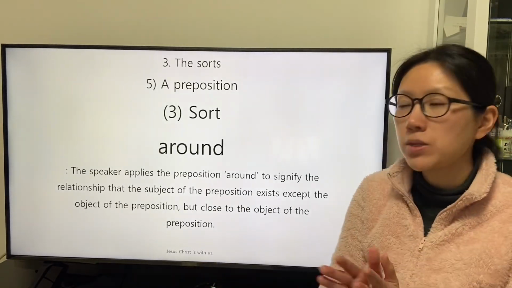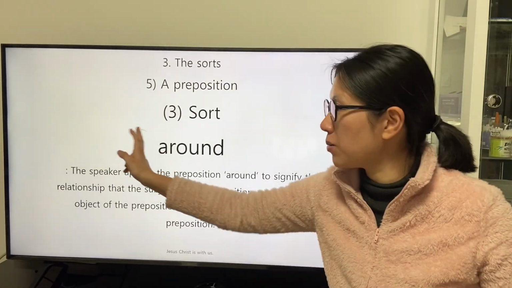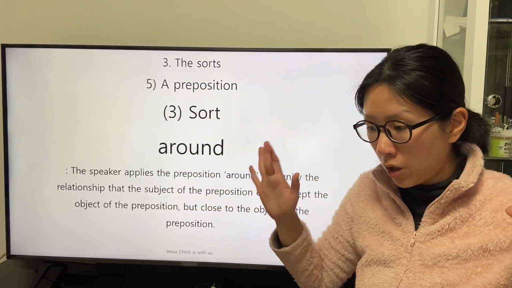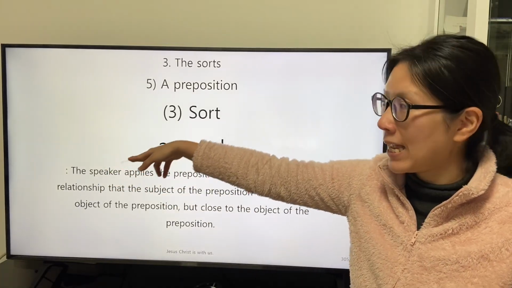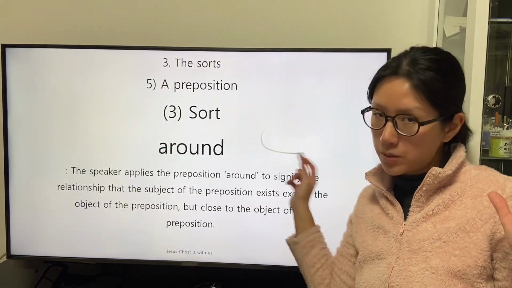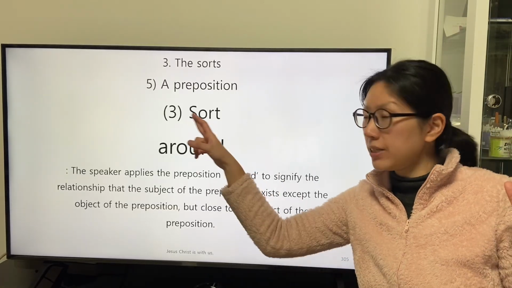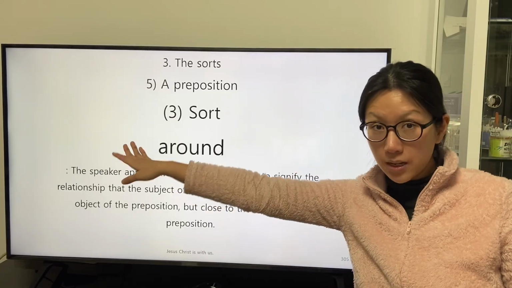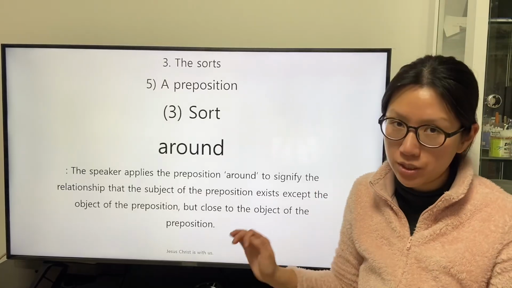The next preposition we will study is the preposition around. The subject of the preposition around exists, and the subject of the preposition around starts and gives the definition of the preposition around to the object. The object receives the definition of the preposition around and completes the subject-object relationship to go back to the original state.